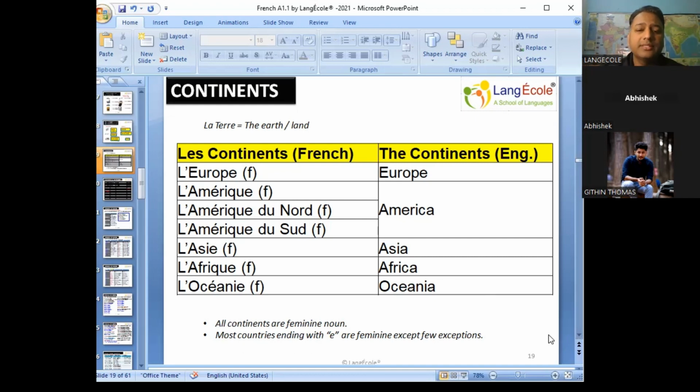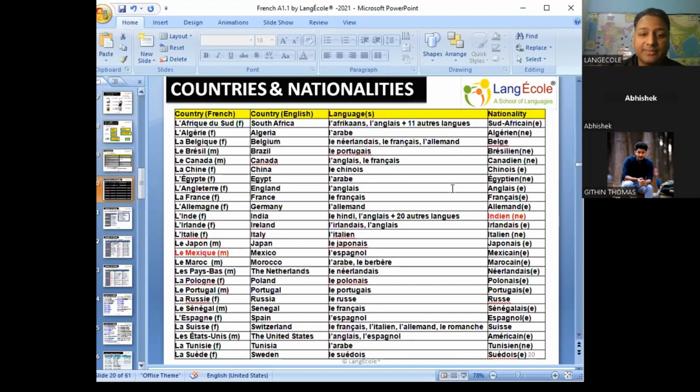Most countries follow this rule, though there are exceptions also. Most countries whose names end with E in English, in French, ending with E, then most of the time it is feminine. Okay, except there are some exceptions, like Mexico. Mexico becomes Mexique. Okay, see, Mexique.